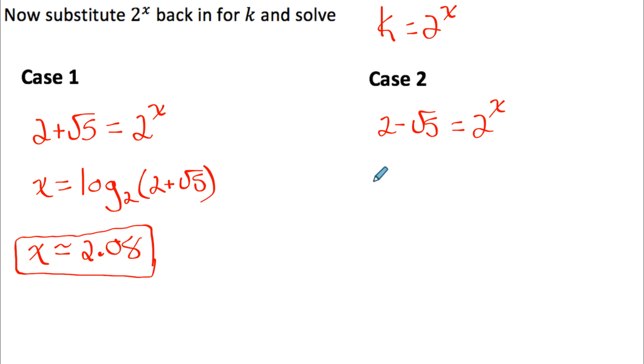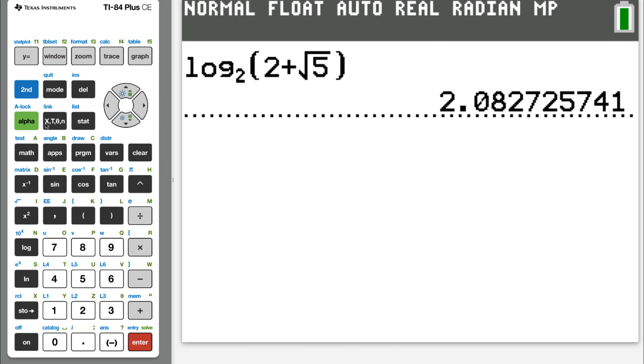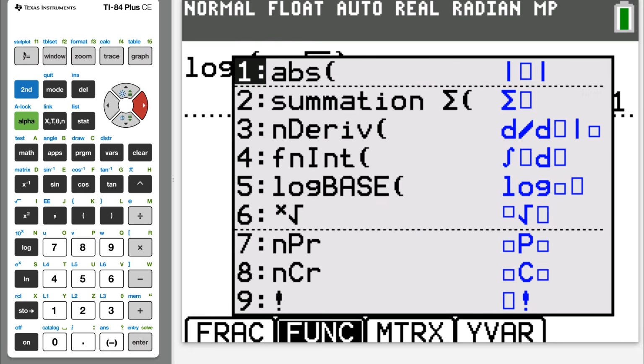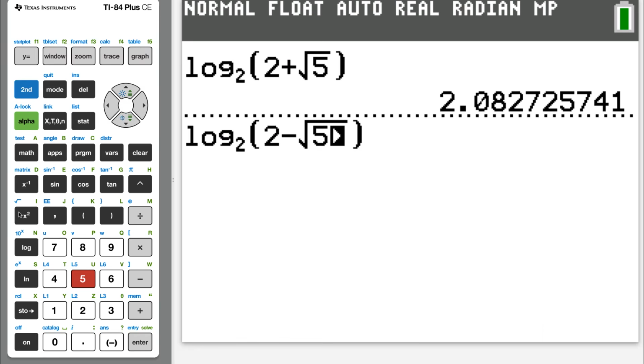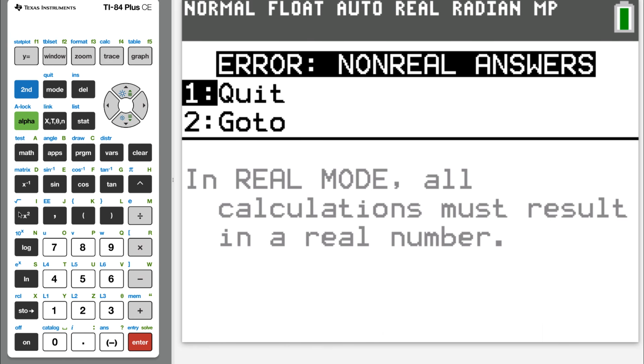And then if we try and solve this one, we're wondering what exponent goes on 2 to get 2 minus root 5. There actually is no answer for that, but just to show you, if we converted this to logarithmic form, I'd have log base 2 of 2 minus root 5. And if you tried to evaluate that on your calculator, it's going to tell you error. Let me just show you. It says error, no real answers.